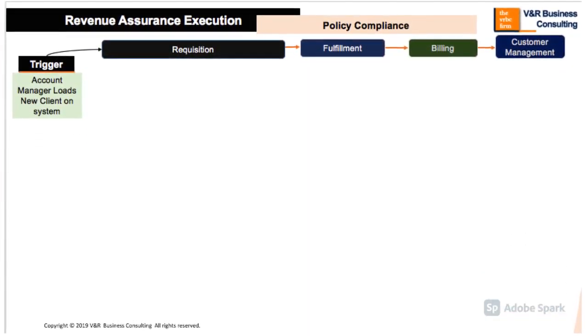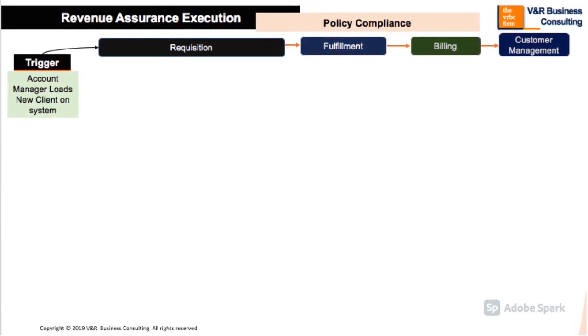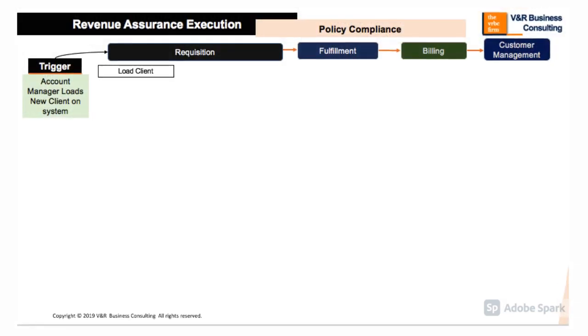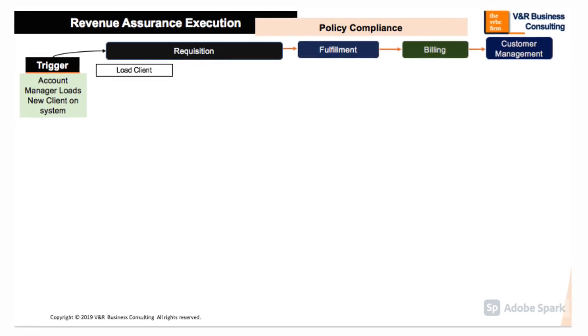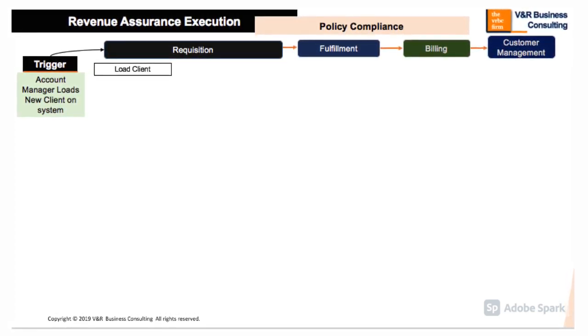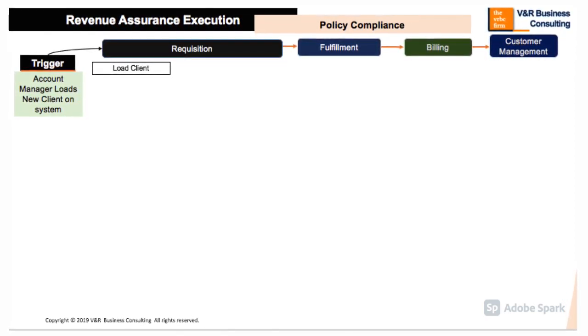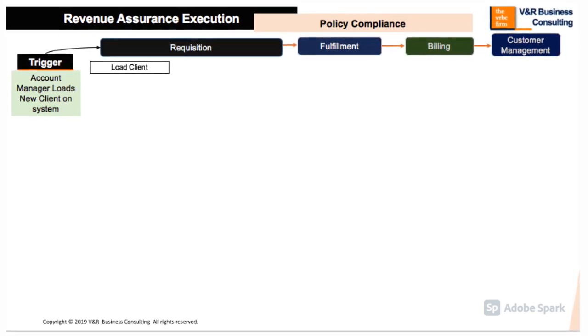The trigger in this instance is the loading of a new client by an account manager. Now, if you think about what the account manager is feeling at this moment, they just landed a new client, all excited and enthusiastic, eager to record their first sale. You can see how a lot of things can go wrong here from a policy compliance perspective.